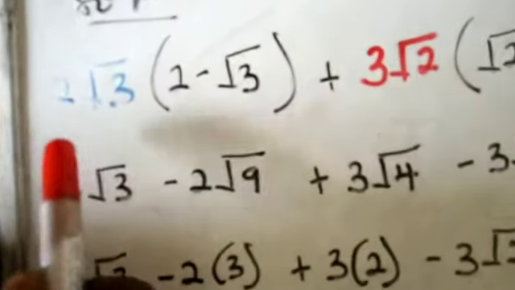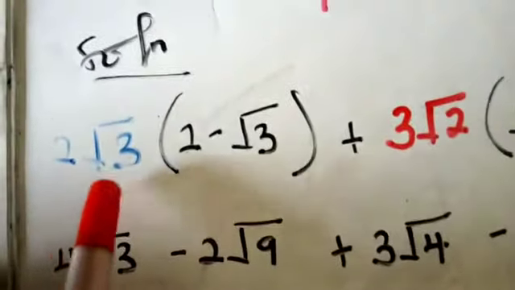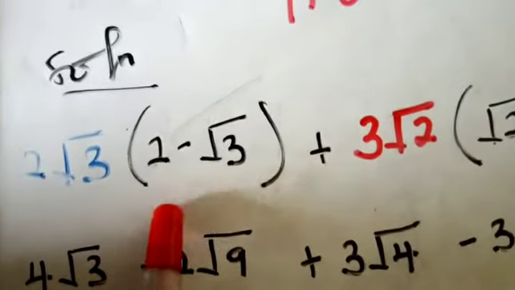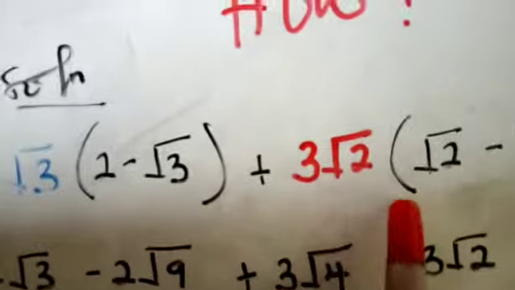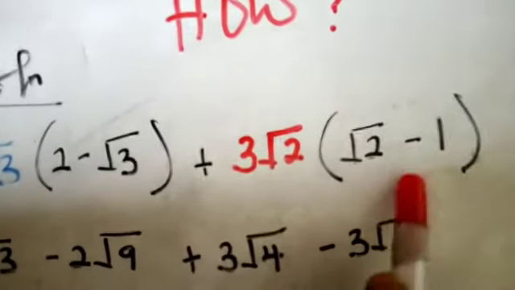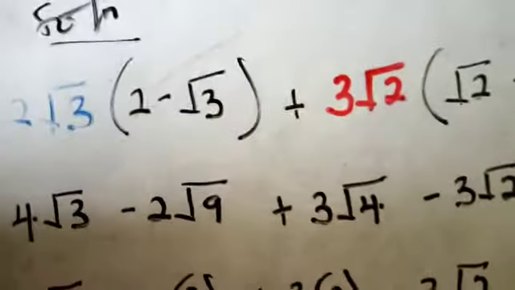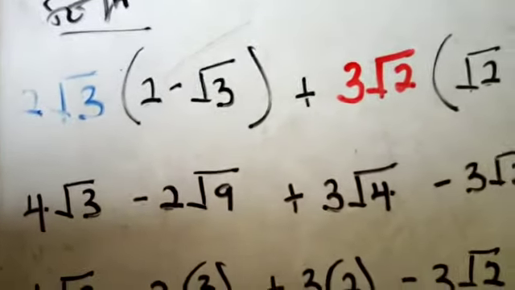We are given 2 root 3 all multiplied by (2 minus root 3), plus 3 root 2 all multiplied by (root 2 minus 1). Now, how do you multiply? That is one thing. How do you multiply?